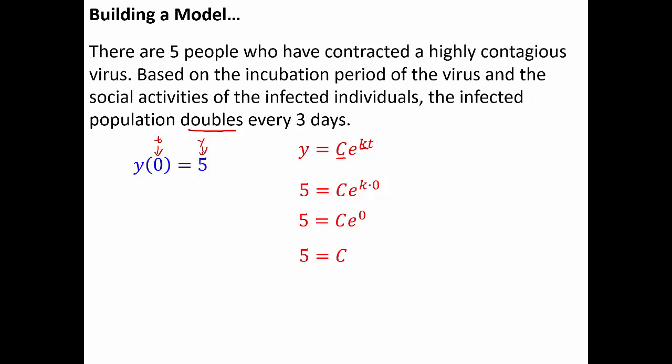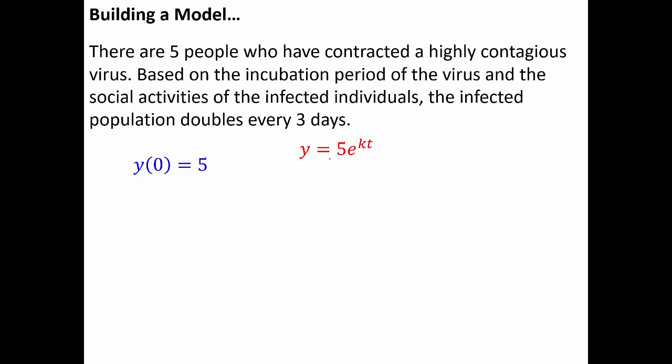So anytime you're given an initial value, a starting point, that means that the t value is 0, and this whole piece right here is always just going to disappear completely. So whatever the initial condition is, you can immediately just plug that in for c, because that's the value at time 0. So let's do that. There are 5 people who have contracted the virus, so y equals 5 e to the kt.